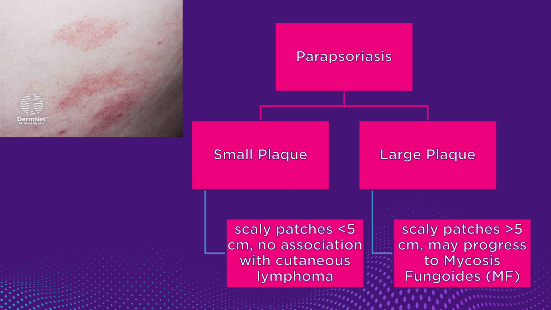Again, Parapsoriasis is broken down into 2 categories. 1. Small plaque parapsoriasis, which has scaly patches less than 5 centimeters and no association with cutaneous lymphomas. And 2. Large plaque parapsoriasis, which has scaly patches greater than 5 centimeters and may progress to Mycosis fungoides.